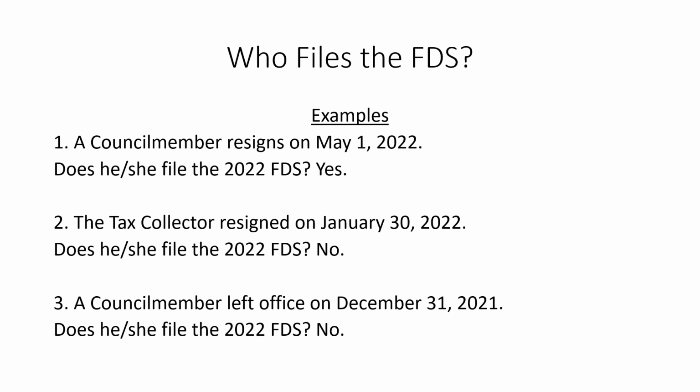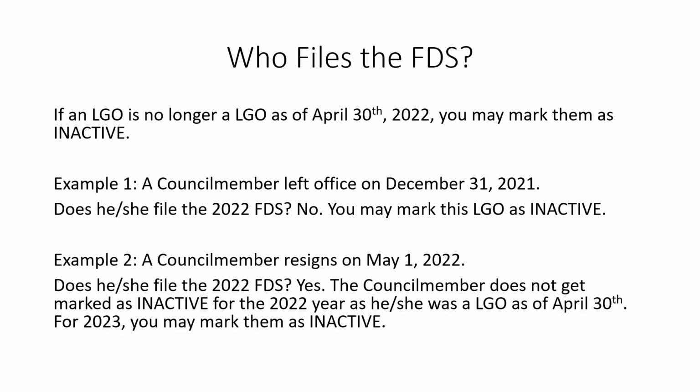Third example, the council member who leaves office on December 31st, they do not have to file the 2022 FDS. Now, for those LGOs who are no longer an LGO as of April 30th, 2022, that's who you mark as inactive. So for the first example, if they left office on December 31st, they don't have to file, and you should be marking them as inactive.